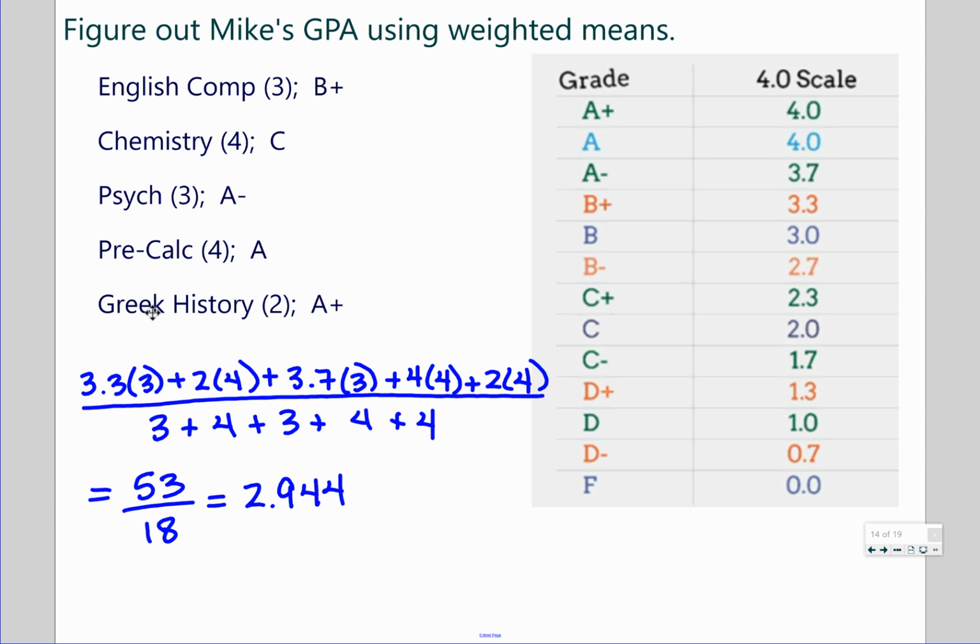So you can see that C really brought it down because that's a pretty heavily weighted class. It's a 4 credit hour class, getting a C in that versus if I got a C in like a 2 credit hour class, it probably wouldn't affect my GPA as much. Okay.